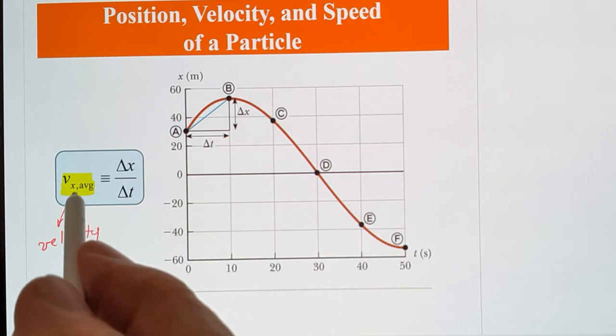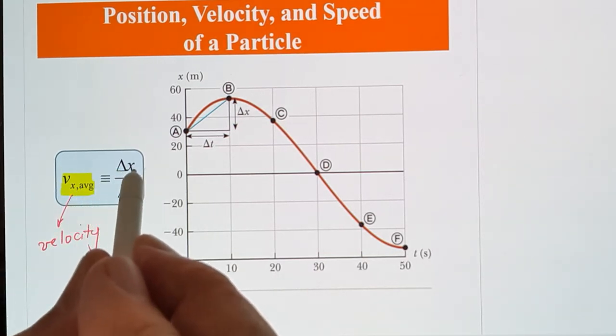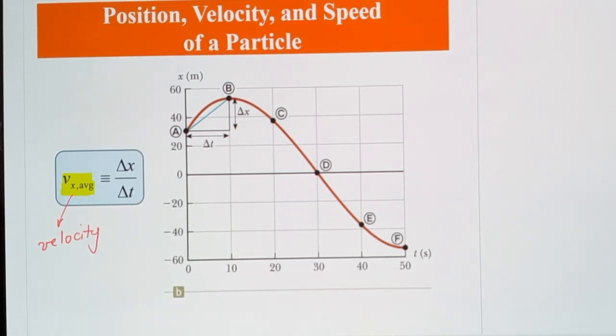Okay, what is average velocity? It's delta x over delta t. Well, what is delta x over delta t in mathematics? It's the slope, as Ubaida said. It's just the slope.